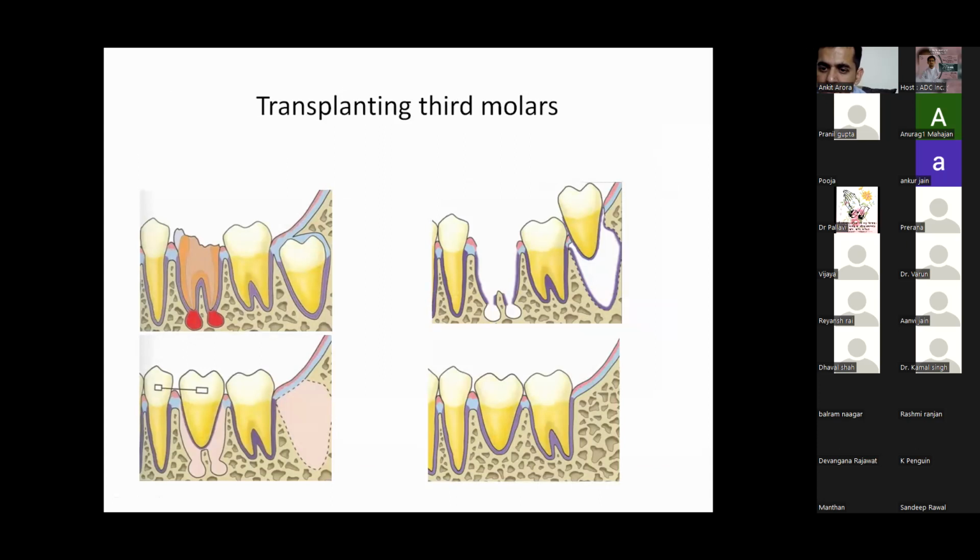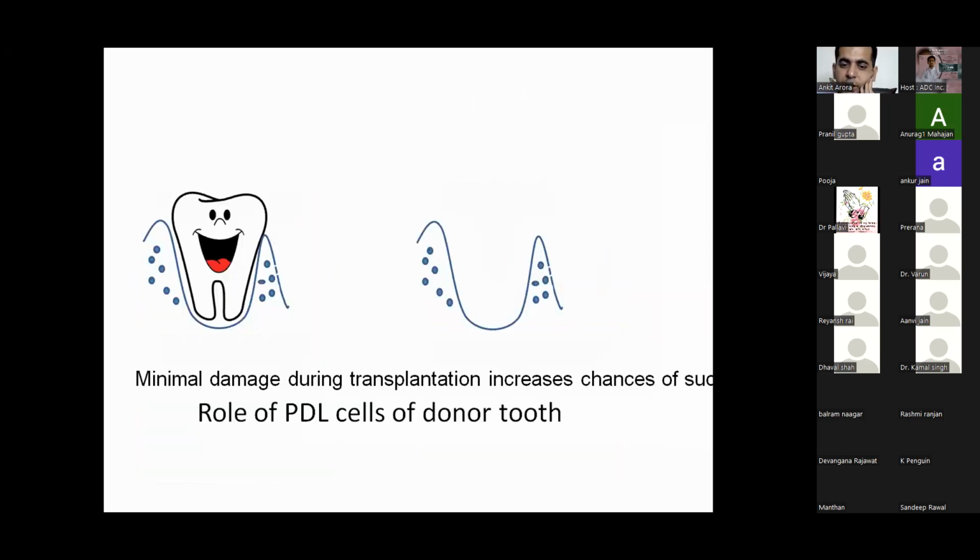Okay. Now, transplanting the third molar. In the third molar region, whenever there is a carious tooth, we can remove the third molar as per our convenience. If we find it suitable, you can put it in the place of 6. Okay, rather than an implant, let us do an auto transplant. Right, minimal damage during transplantation. It increases the survival of the PDL cells of the donor tooth.